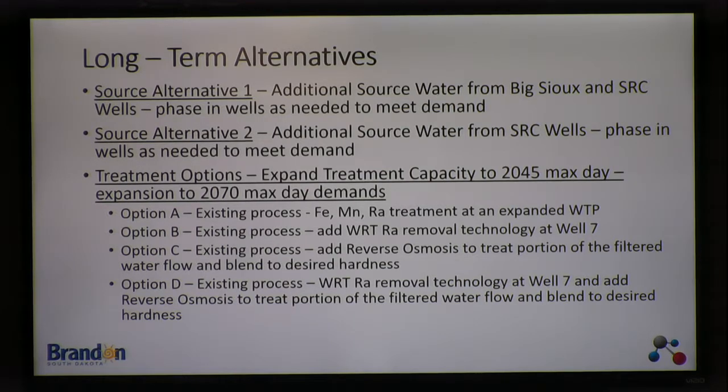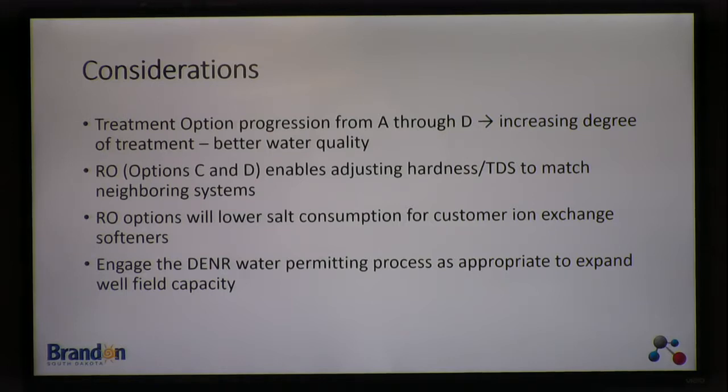Option B adds the WRT process at well 7. Option C adds RO to treat a portion of the filtered water flow, like we mentioned before, to remove the hardness from the water and create a treated water hardness that's similar to the surrounding neighbors. Option D includes radium removal technology at well 7 plus RO. So as you look down these options, you just see a greater degree of treatment being provided to the water, and the expenses go up associated with that. So essentially, the progression from A to D increases the degree of treatment and provides incremental better water quality.